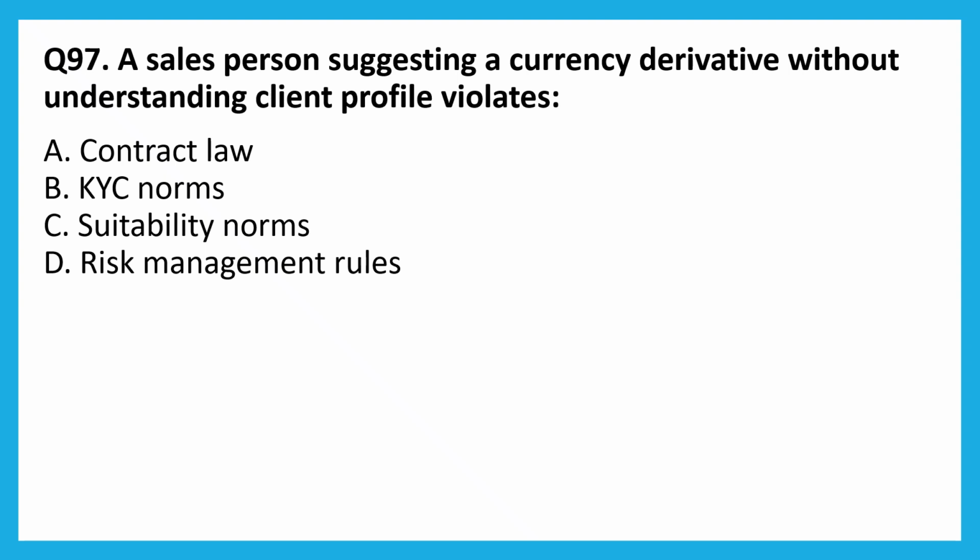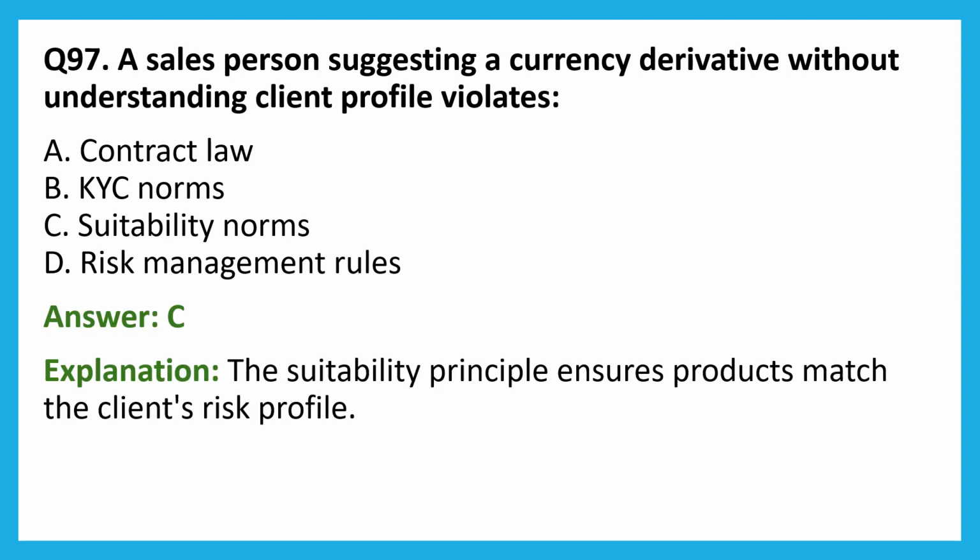Next question. A salesperson suggesting a currency derivative without understanding client profile violates option A, contract law, option B, KYC norms, option C, suitability norms, and option D, risk management rules. Correct answer is option C, suitability norms. The suitability principle ensures products match the client's risk profile.